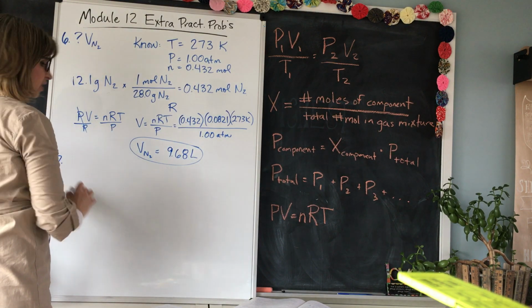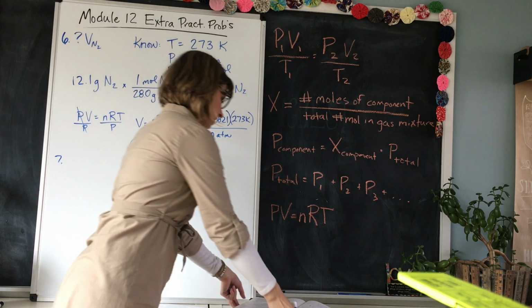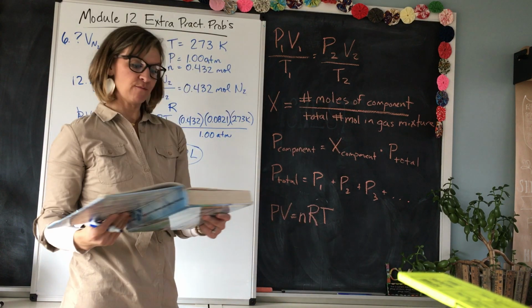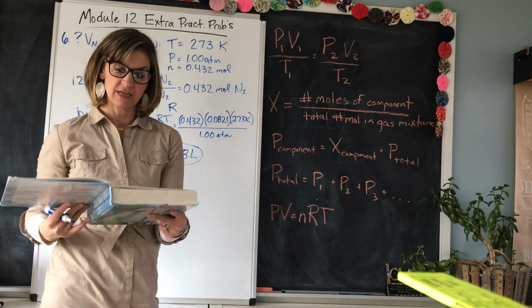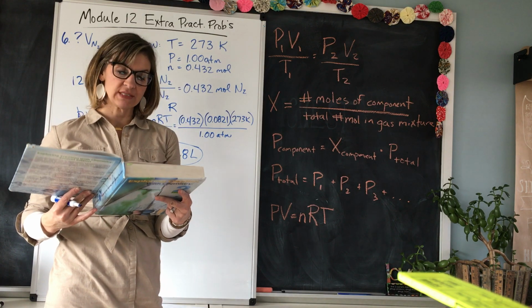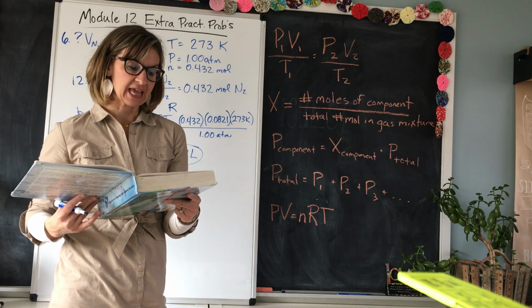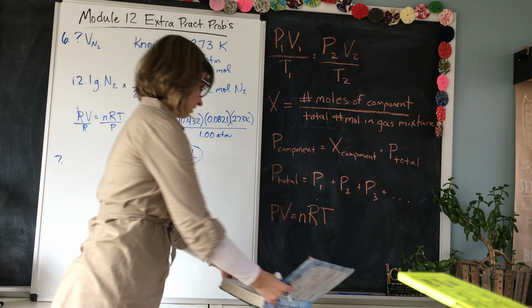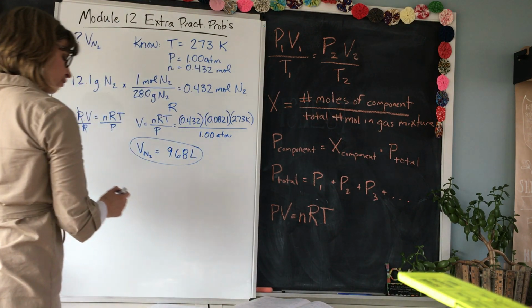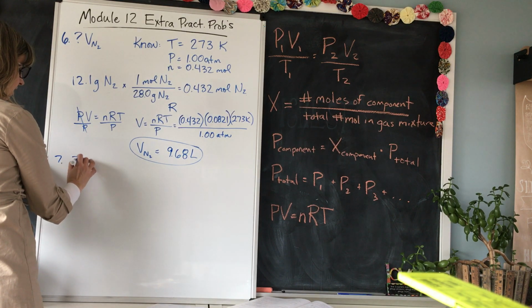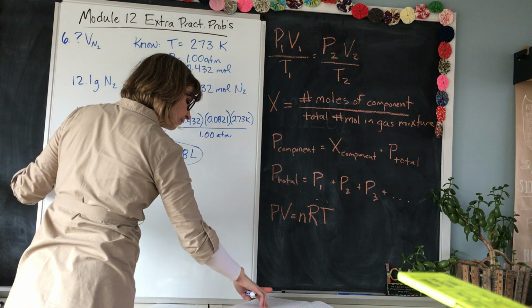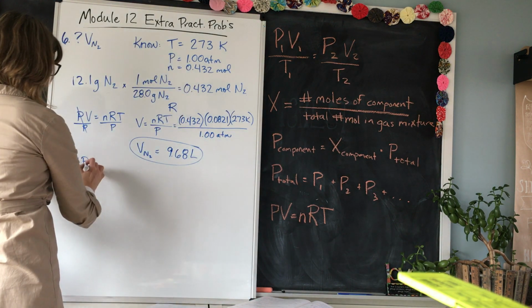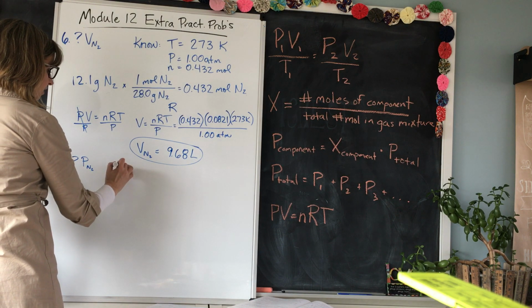Moving right along, let's do number 7. Number 7 says, what is the pressure of 5.0 grams of nitrogen gas when the temperature is 21.0 degrees Celsius and the gas occupies 1.00 liter of space? Okay, so in number 7, we're looking for the pressure of what kind of gas? Nitrogen gas again.